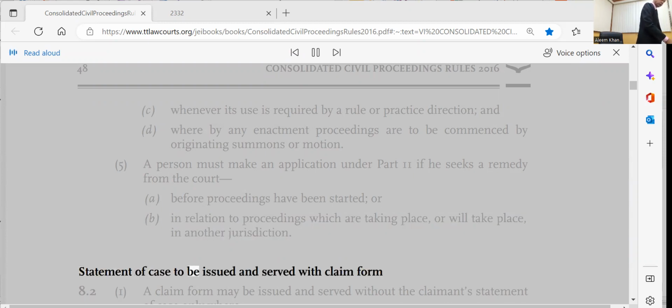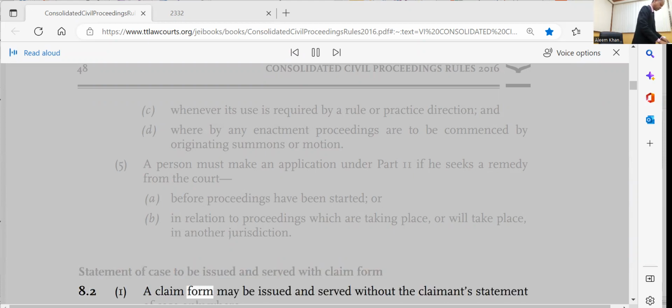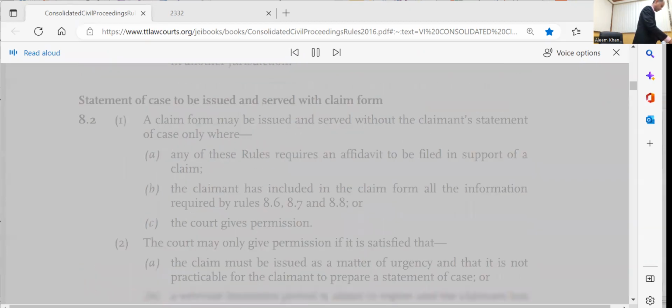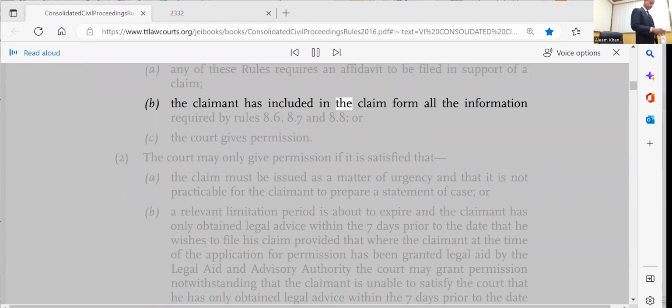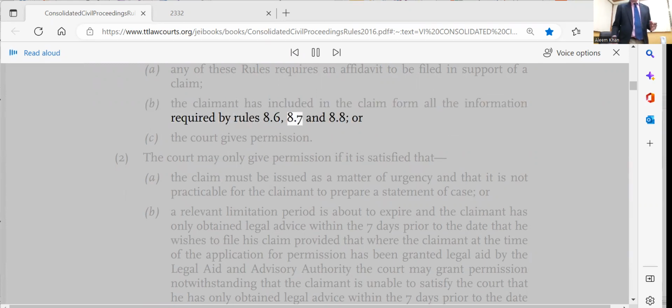Statement of case to be issued and served with Claim Form 8.2. 1. A claim form may be issued and served without the claimant's statement of case only where a. any of these rules requires an affidavit to be filed in support of a claim. B. The claimant has included in the claim form all the information required by Rules 8.6, 8.7, and 8.8, or C. The court gives permission.